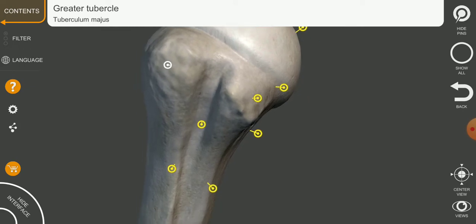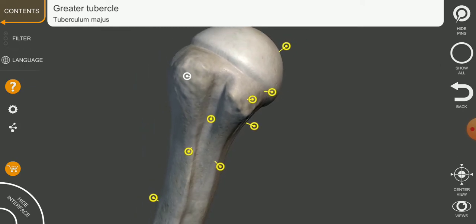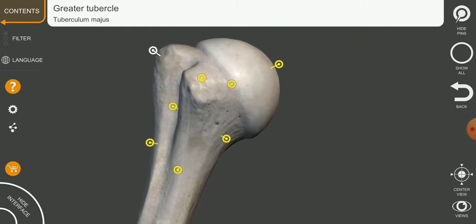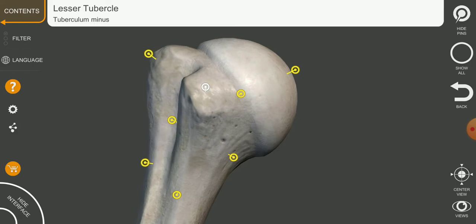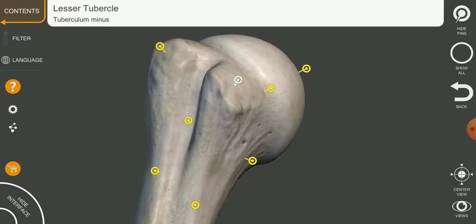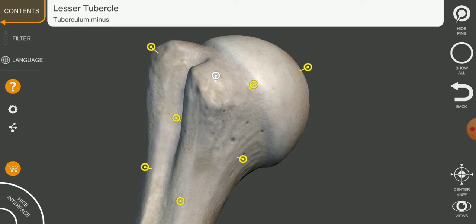The important muscles which attach here are the infraspinatus muscle and the teres minor muscle. These are the two muscles which mainly attach to the greater tubercle. What about the lesser tubercle? The lesser tubercle is also for muscle attachment, and the muscle which mostly attaches here is the subscapularis, which is present on the anterior surface of the scapula, and it attaches to the lateral border of the scapula and comes here to attach to the lesser tubercle.